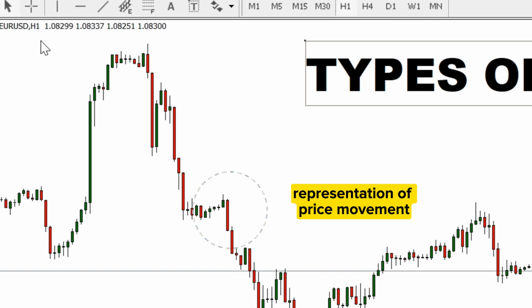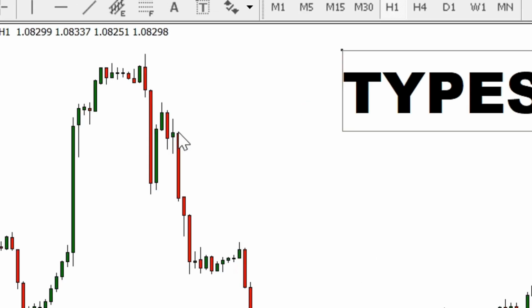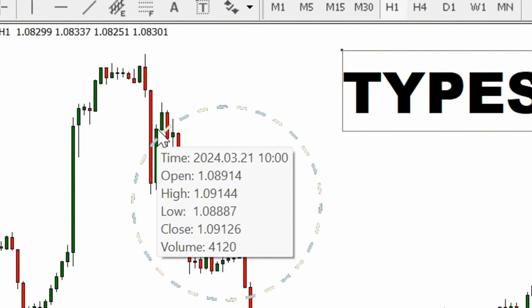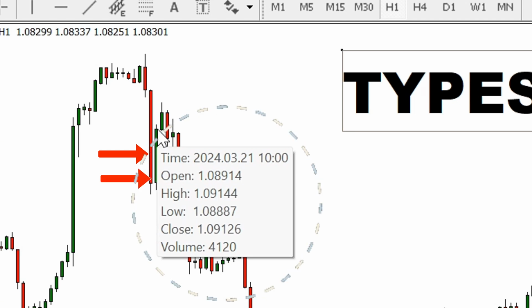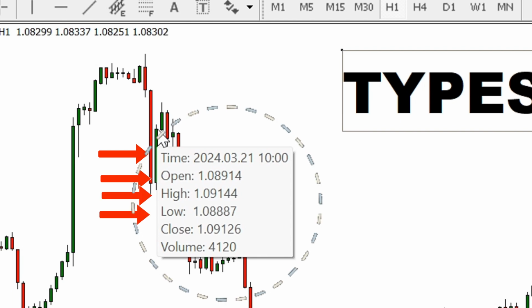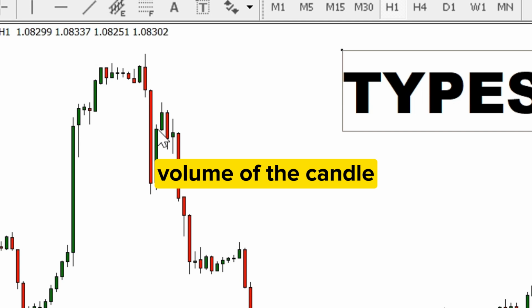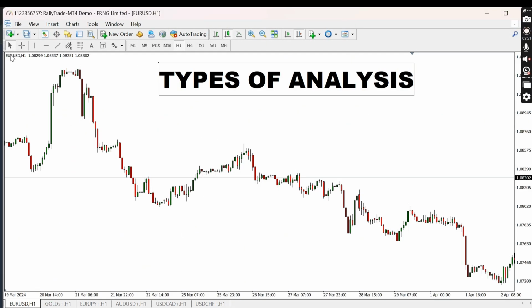Let me just show that. If you check here, you can see a pop-up of the different parts of the price. That is the time the candle opened, the opening price, the highest point it got to, the lowest point it got to, the close, and also the volume of the candle. So now these are different parts of a candle. Like I said, this is a 1 hour chart of Euro USD.